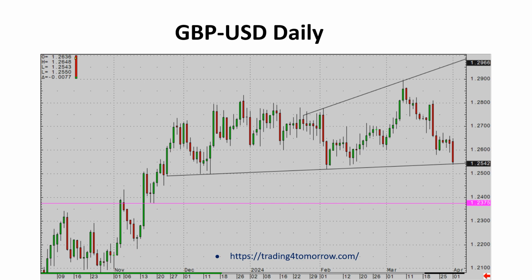Now just going to look at a couple of currencies. So here's the pound against the dollar. The dollar started to strengthen again. It's going to be a big week for the dollar, I would guess, with data coming out. I've got resistance at 129.66. I've got support at 125.42. And there's a breakout level at 123.75 on the downside.